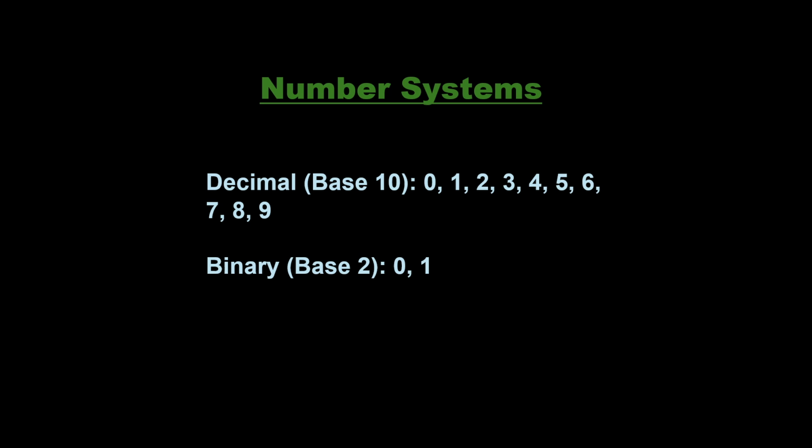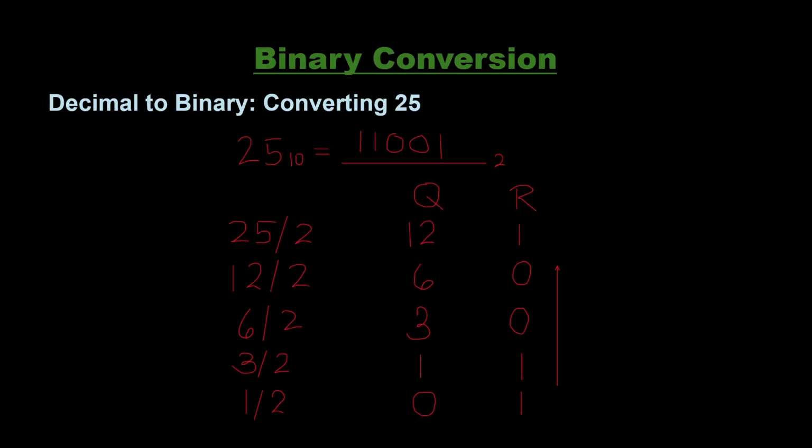So, first things first, what is a number system? Well, it's just a way of representing numbers. The most common one we use every day is the decimal system. It's base 10, which means it uses 10 digits from 0 to 9. Now, binary is a bit different. It's a base 2 system. That means it only uses 2 digits, 0 and 1. And this is super useful for computers because they operate using electrical signals that are either on or off.